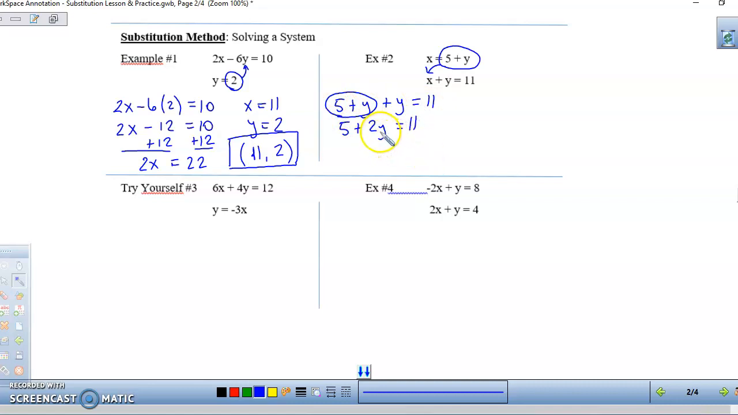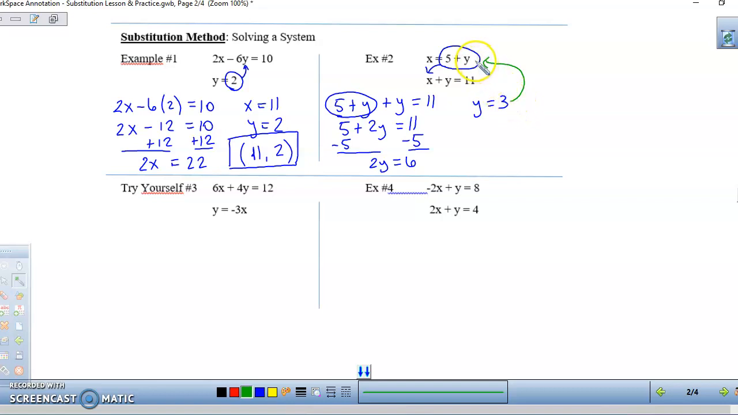Okay, so combine like terms, subtract the 5. So I end up with 2y is equal to 6. Divide both sides by 2, I get y equals 3. Okay, and then this is the last step that we didn't have to do on the first example, but I need to use this y equals 3 and figure out x.